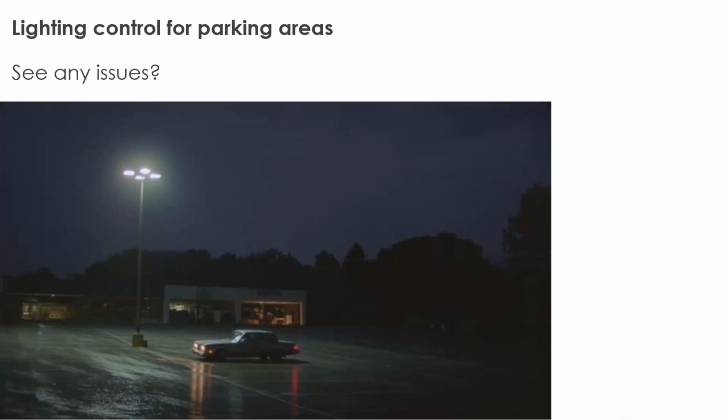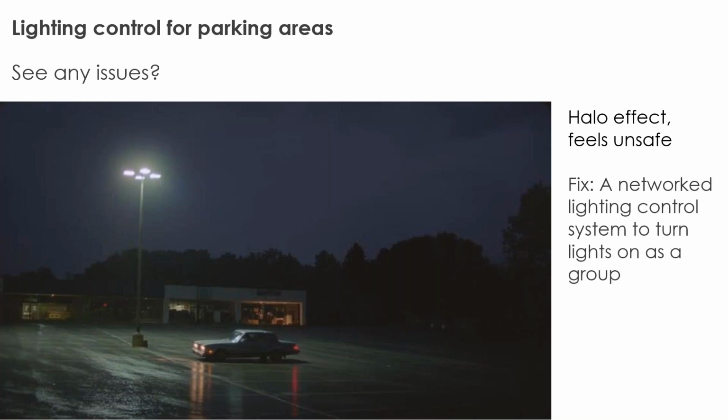Example 3. My occupancy sensors are working because there's a car here in the middle. The light above that car is illuminated. No one is around on the outskirts, so those lights are out. So occupancy sensors and daylight sensors are working as expected. But to me, this just doesn't feel safe. I'll call this the halo effect. In this case, I would really like a networked lighting control system so that I can control lights together as a group.